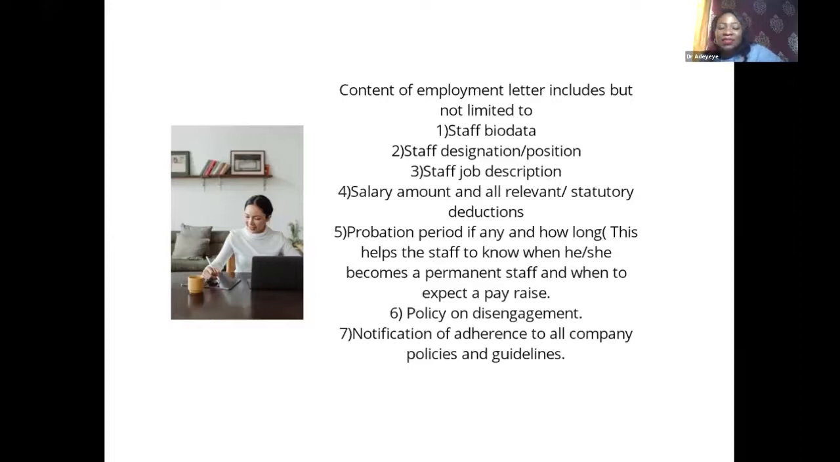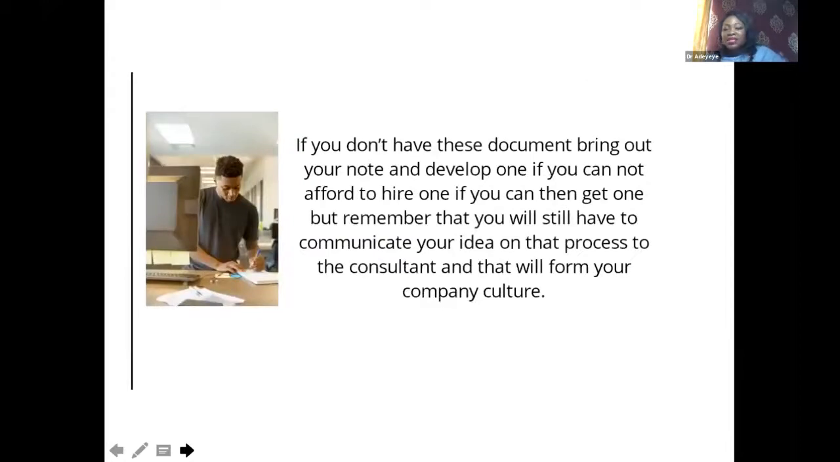Then notification of adherence to all company policies and guidelines. So you can just put it there too. We cannot exhaust this topic, but just know that these things are important.